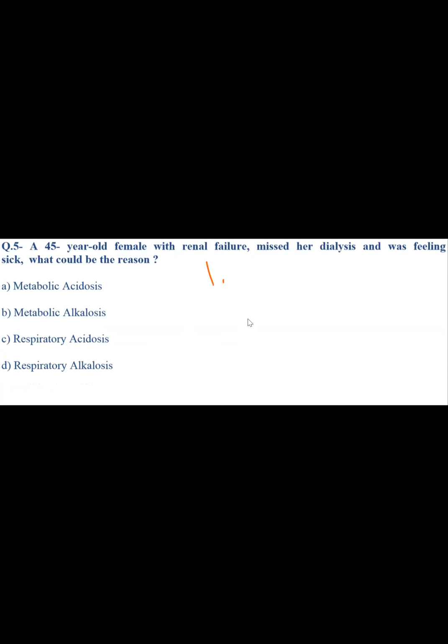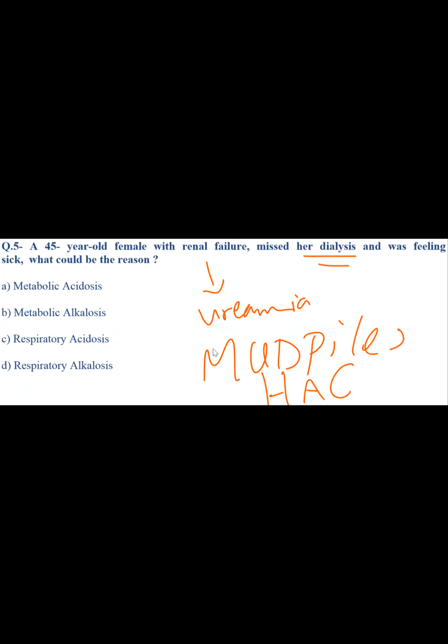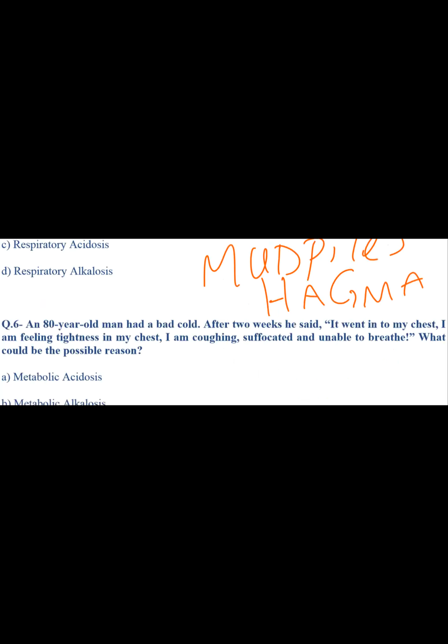A 45-year-old female with renal failure missed her dialysis and was feeling sick. What could be the reason? Renal failure. Yes. High anion gap metabolic acidosis. Yes, metabolic acidosis. Next.